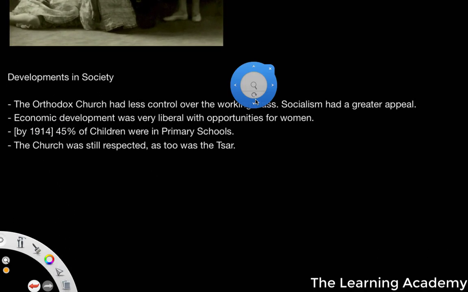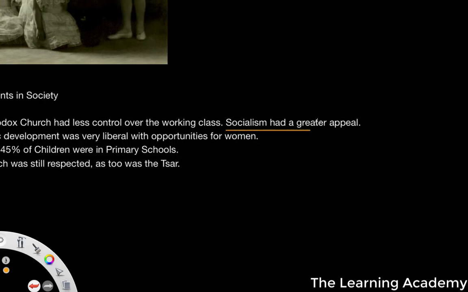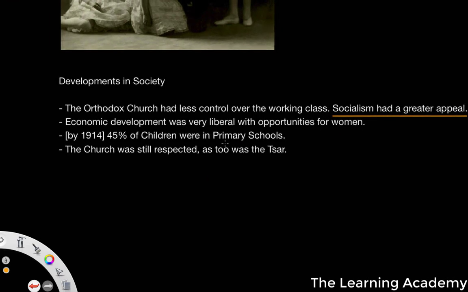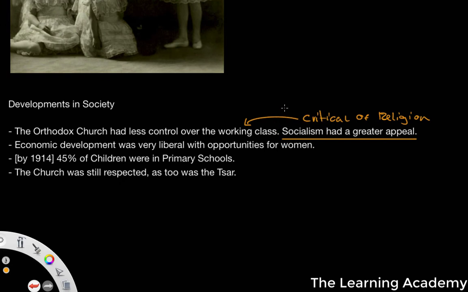In terms of how society developed, the Orthodox Church had less control over the working class. This is because socialism seemed to have a greater appeal, and socialism was quite critical of religion. So critical of religion were the socialist ideas and the Bolsheviks. Economic development was very liberal, with opportunities for women. That's a very good era.